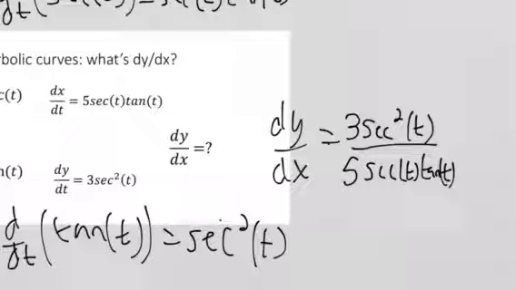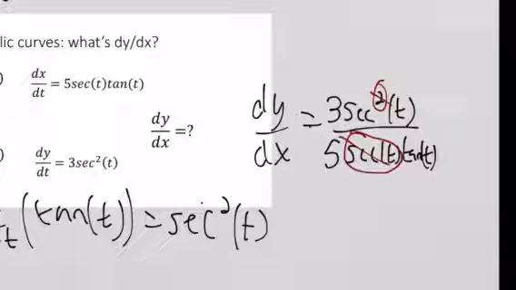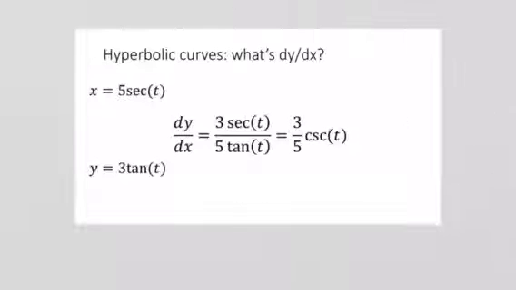But because there is a secant on the bottom and a secant on top, we can cancel the common factor. So we can cancel one of these secants with the one secant down here, which just leaves us with 3 secant t over 5 tangent t. 3 secant t over 5 tangent t is going to reduce to 3/5 cosecant t.